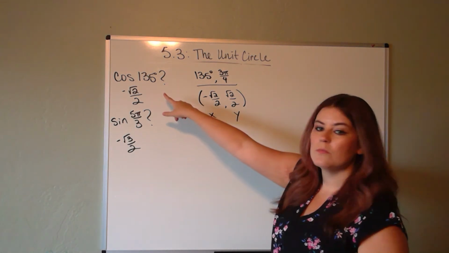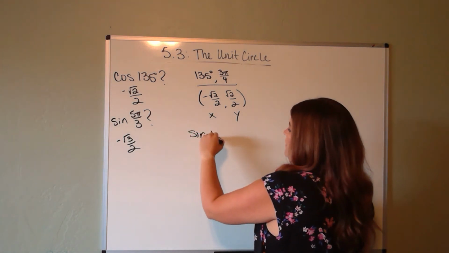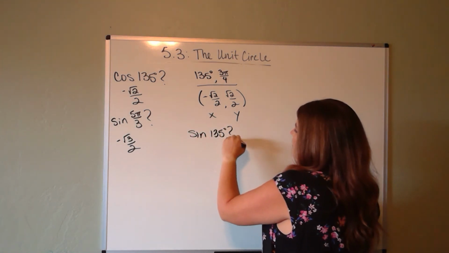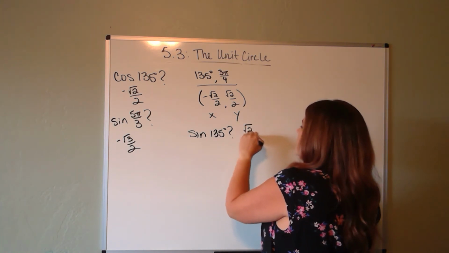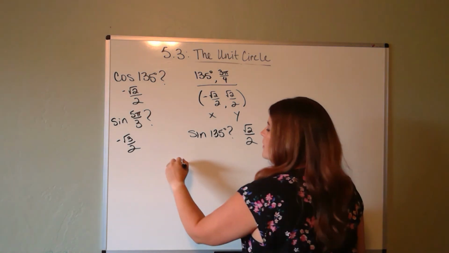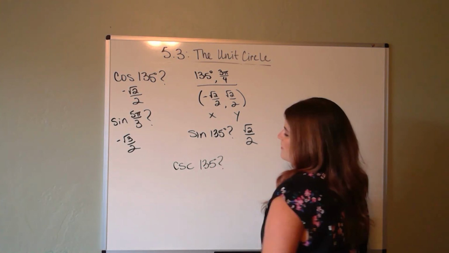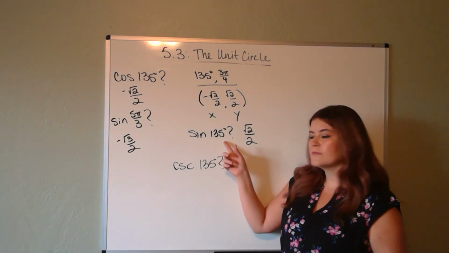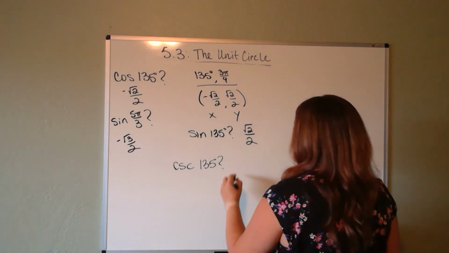Using this, let's find more trig functions for 135. So what's the sine of 135? Well, sine is y, right? So the y coordinate is positive root 2 over 2. So cosine and sine is super easy. What about the cosecant of 135? How am I going to find that? Well, you guys, if you know sine, you already know cosecant. You just flip it over. So you guys, let's flip it.